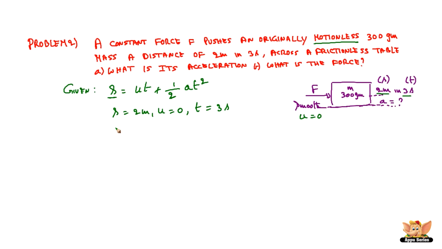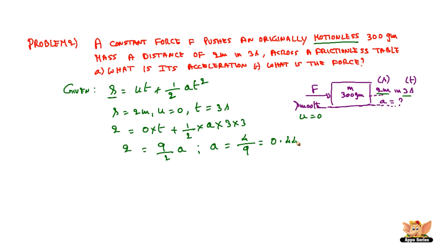By putting these values into the equation, we get 2 equal to 0 into t, which is of course 0, so it doesn't matter when we multiply with 0. a is an unknown factor, times half into 3 into 3. So, 2 is 9 by 2 a, or a is equal to 4 by 9, which is nothing but 0.44 meter per second square. So, the acceleration is 0.44 meter per second square.